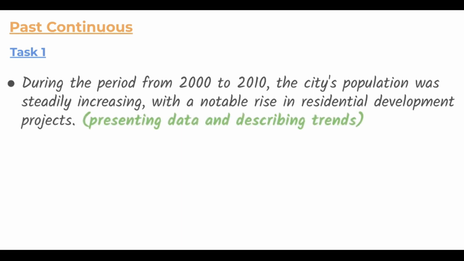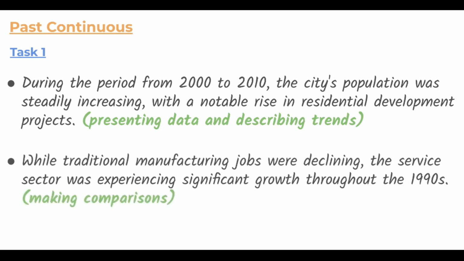Okay, so task 1, you can also use this tense. You could say something like, during the period from 2000 to 2010, the city's population was steadily increasing, with a notable rise in residential development projects. Or you might say, while traditional manufacturing jobs were declining, the service sector was experiencing significant growth throughout the 1990s.